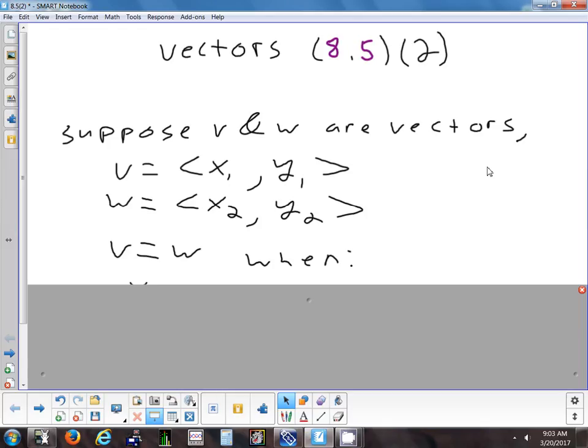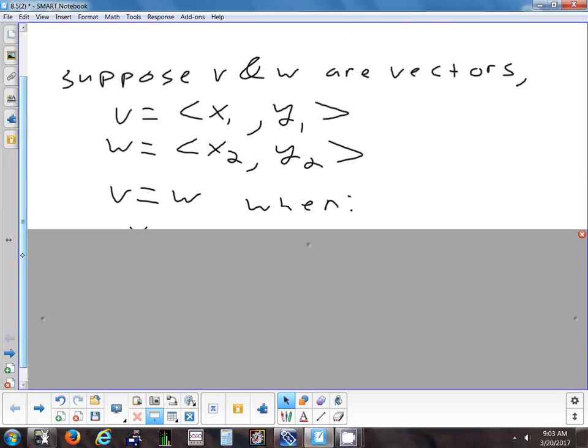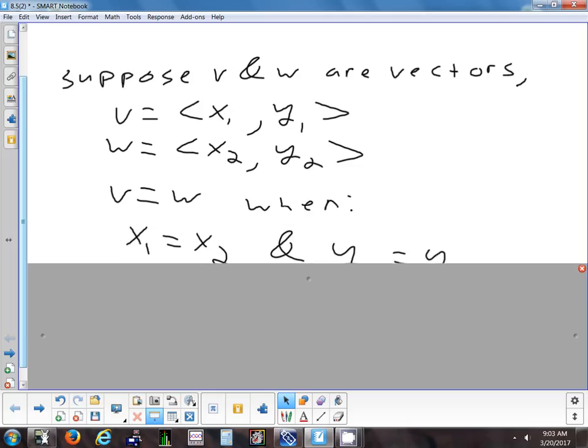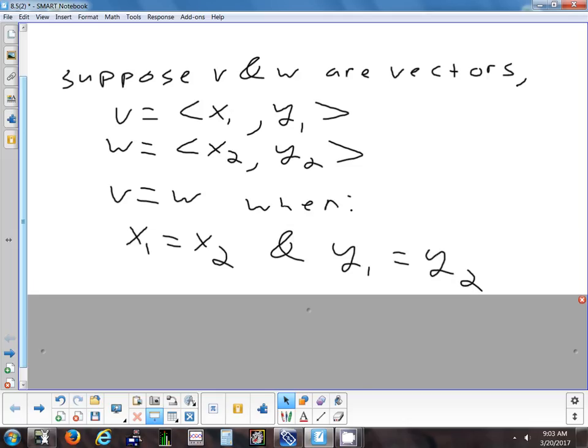So the first thing we're going to look at is when two vectors are equal. What does it mean for two vectors to be equal to each other? It's a pretty straightforward idea, but what it means is that the horizontal components match and the vertical components match. That's what it means for two vectors to be equal.